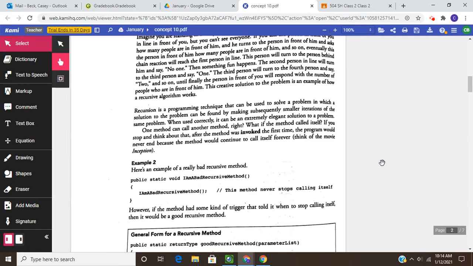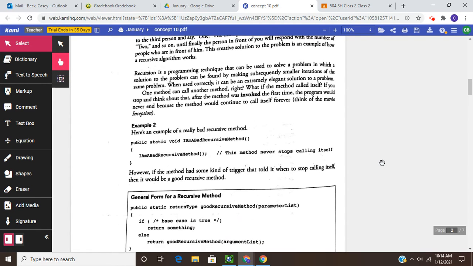Example 2. Here's an example of a really bad recursive method. You've got public static void. We're going to call the method imABadRecursiveMethod with the parentheses because it's a method. It's got parentheses. And inside that method, it just calls imABadRecursiveMethod. This means that the method never stops calling itself.